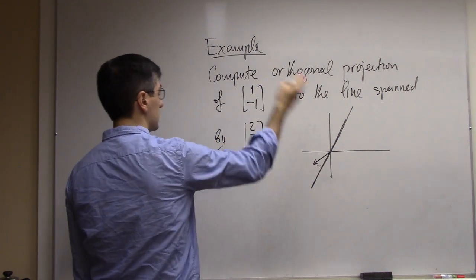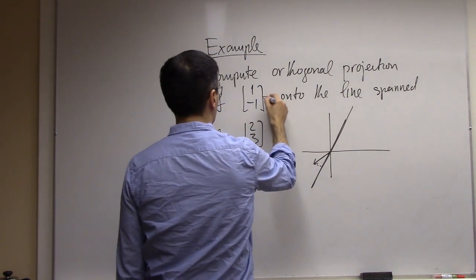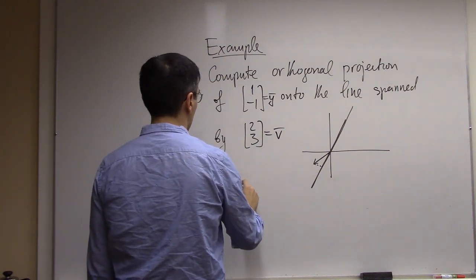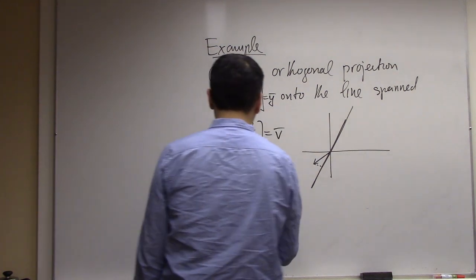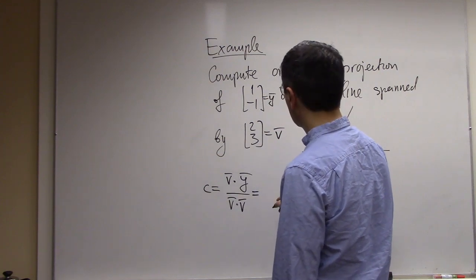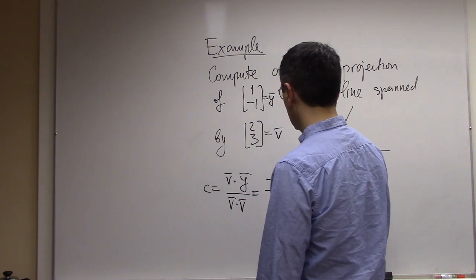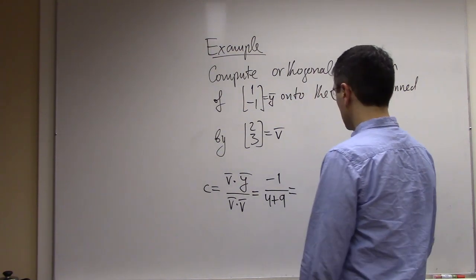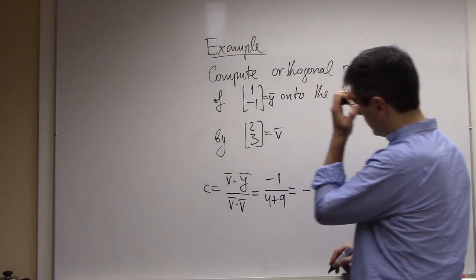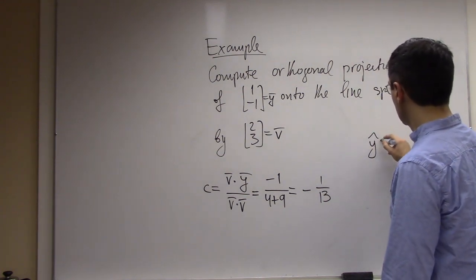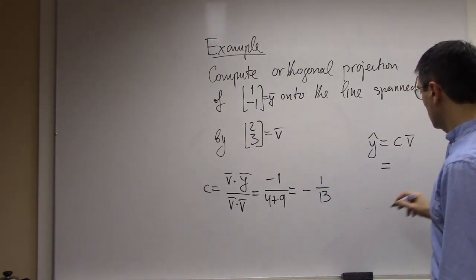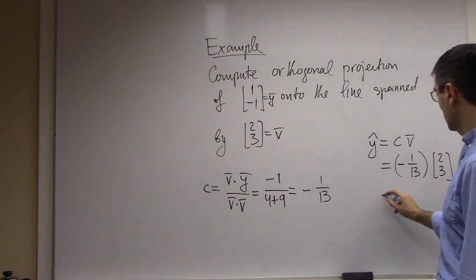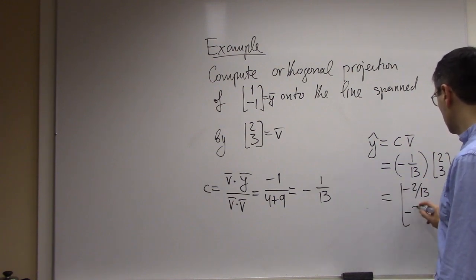So in this example, the setup is that this is y and this is v. Okay, so first we compute the coefficient, which is v dot y, and then we divide by the dot product of v with itself. This gives us minus 1, and then you divide this by 4 plus 9, so you get minus 1/13. So the orthogonal projection, this y hat, is cv, which is minus 1/13 times this vector. You get minus 2/13, minus 3/13.